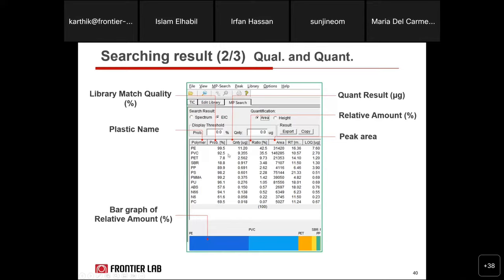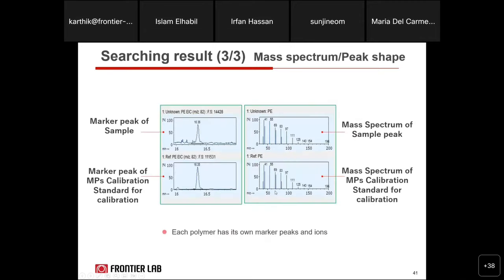So all this information is given. Even the LOQ is shown for each type of method. This is a typical extracted ion chromatogram and the mass spectrum for each type of polymer, which we can always compare with the reference database.